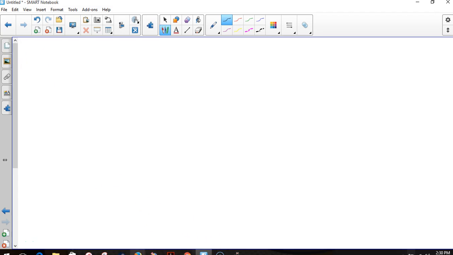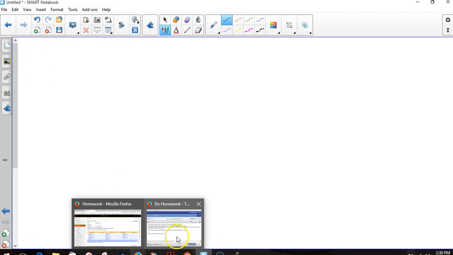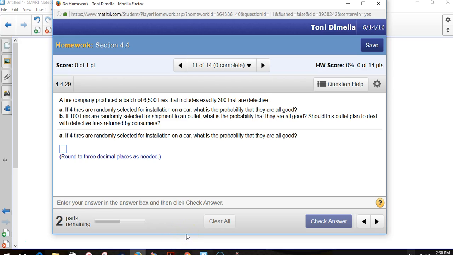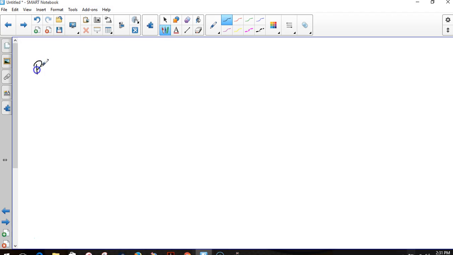But let's also look at that rule that I was talking about a little bit earlier about when you have a lot of something to count for, even though theoretically they're dependent. When there's so many, we assume that the rule for dependent or independent will apply. So in number 11 in 4.4, you have a tire company. It makes 6,500 tires. 300 are defective. So if I were to pull 4 tires out, what's the probability that they will all be good?